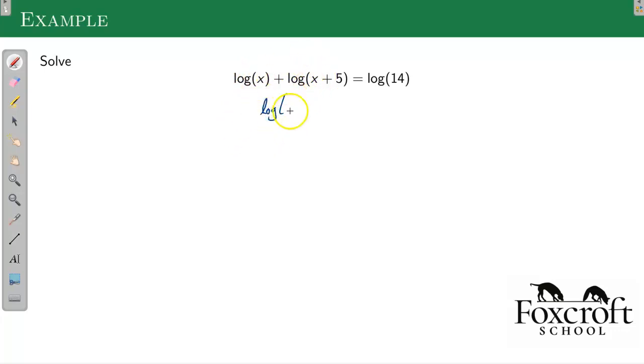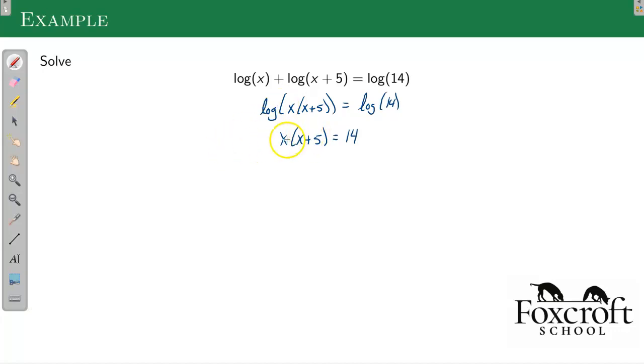You can smush these together. I can smush two logs together and multiply the insides if there was a plus sign in the middle. Now I have a single log, and I can ignore the logs and just set the insides equal. So now I have this new equation I have to solve.